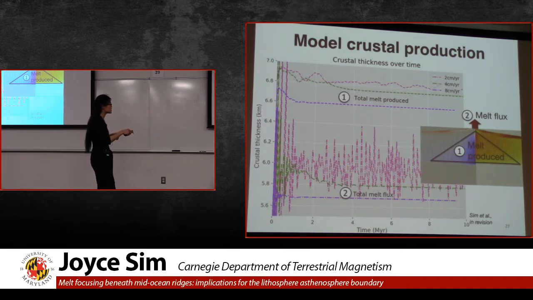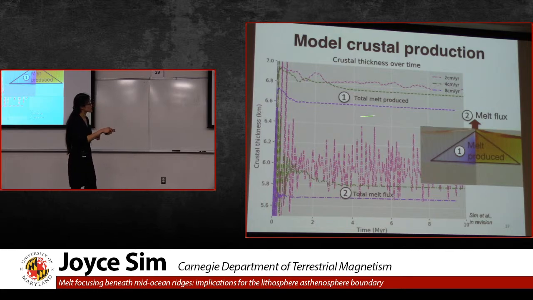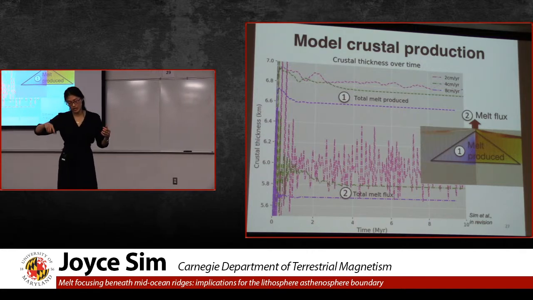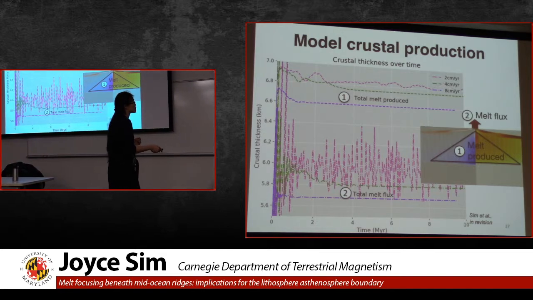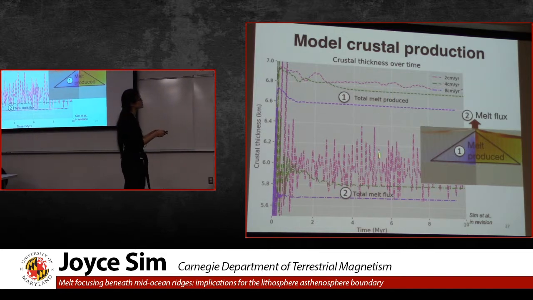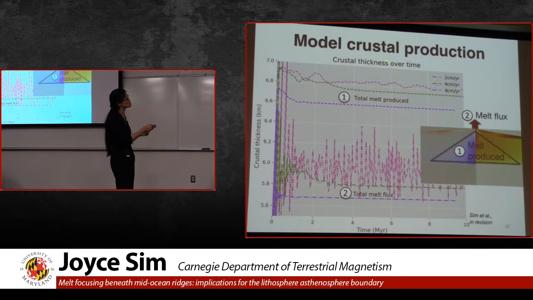So you can see they go into a quasi-steady state except for this very squiggly line, and that's where you get the porosity waves. So you can actually get a funny modulation here for this particular model case. You can also see that there's an offset between the crustal thickness generated by the total melt produced and the crustal thickness from total melt flux.